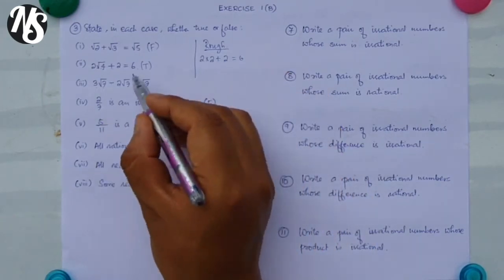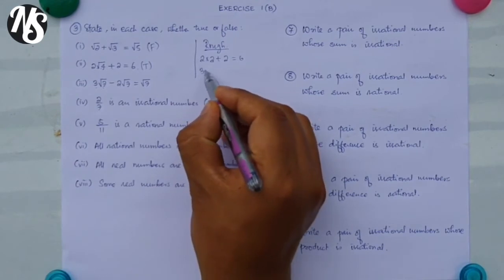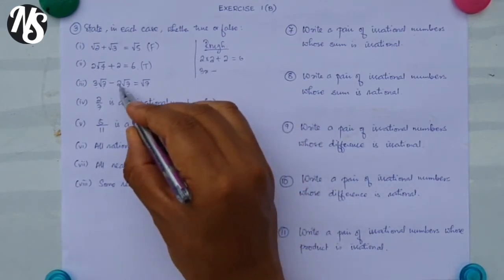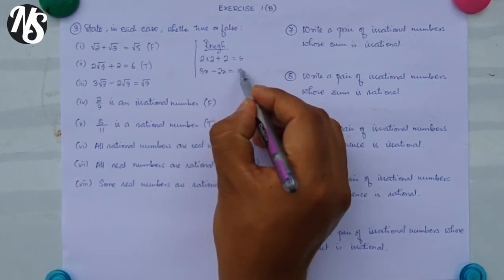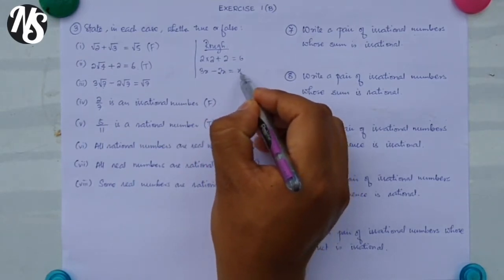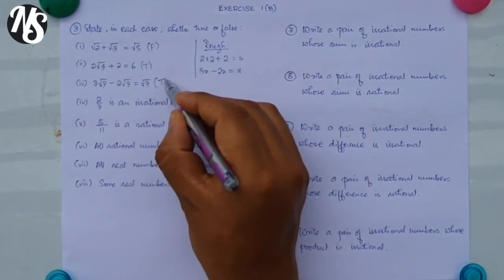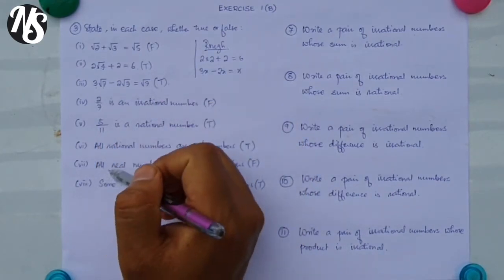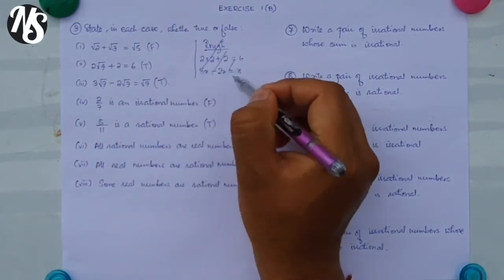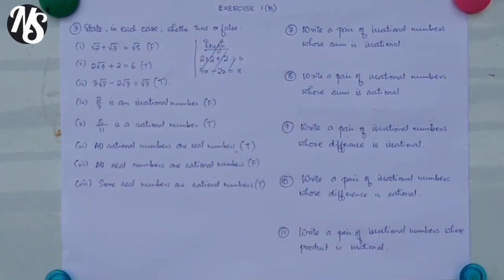Now, 3 root 7 minus 2 root 7 is root 7. If you call root 7 to be x, then this becomes 3x minus 2x, right? And 3x minus 2x is just x, isn't it? And you know what is the value of x? x is root 7, isn't it? So it is root 7. That's why this is also true. So 3 root 7 minus 2 root 7 is root 7. Let me remove this part. I have finished question number 3 for you.